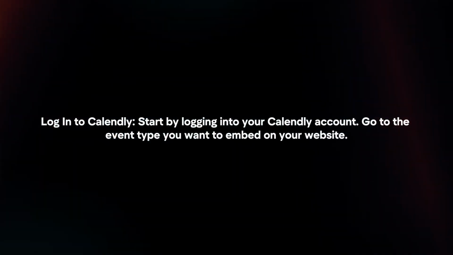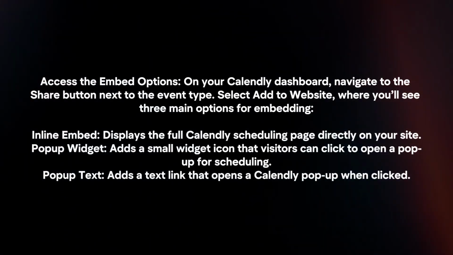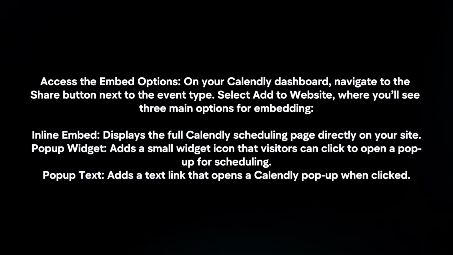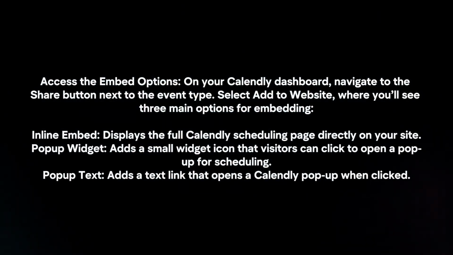Go to the event type you want to embed on your website. Access the embed options. On your Calendly dashboard, navigate to the Share button next to the event type. Select Add to Website, where you will see three main options for embedding.